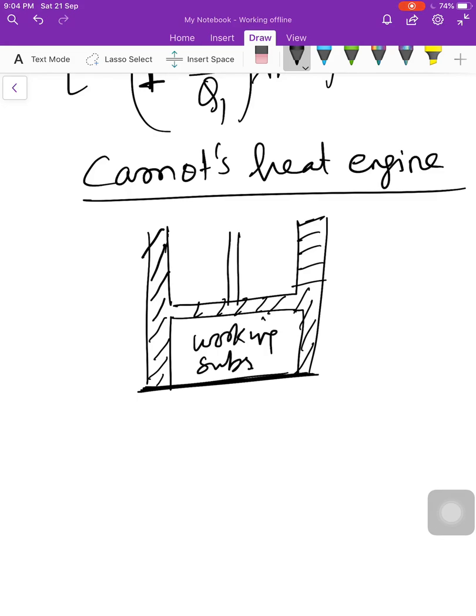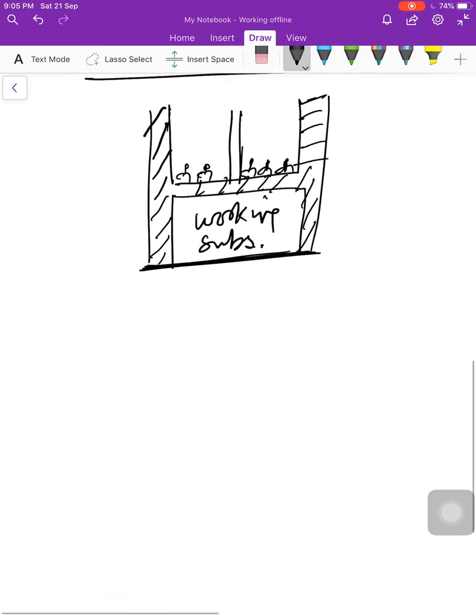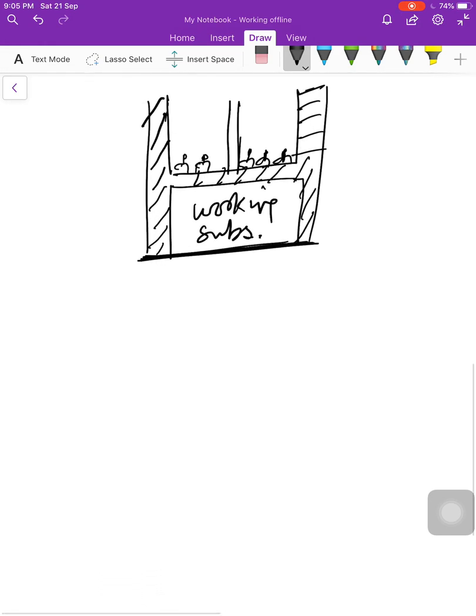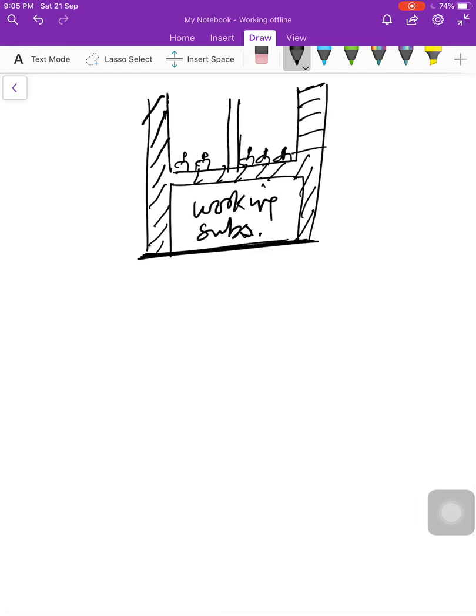And your working substance is here. You have a piston here, and then you have the weights. If you want to expand your gas, the working substance is gas, say, you can lift up some weights. If you want to contract it, you can add some more weights. So in this cylinder, I have kept my working substance. Next, I have a source at some temperature T1.